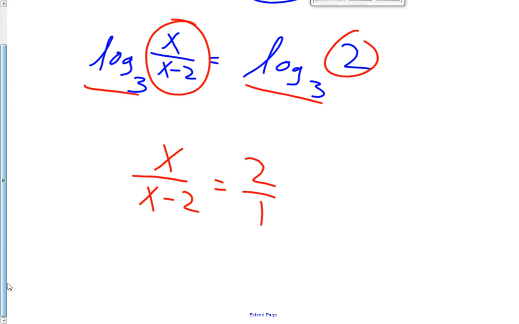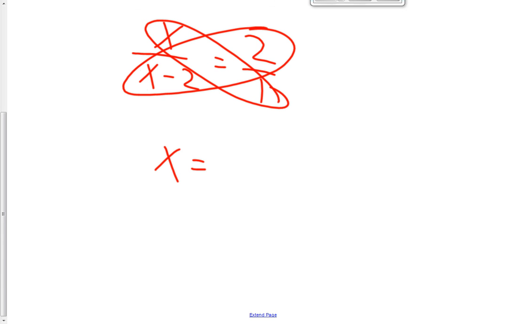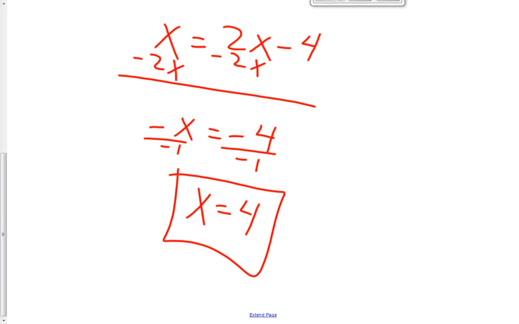Again, let's cross multiply now to solve for x. 1 times x is x. 2 times x minus 2, use the distributive property again, and you get 2x minus 4. Subtract 2x. Negative x equals negative 4. Divide both sides by negative 1. x now equals a positive 4. So there we have it.